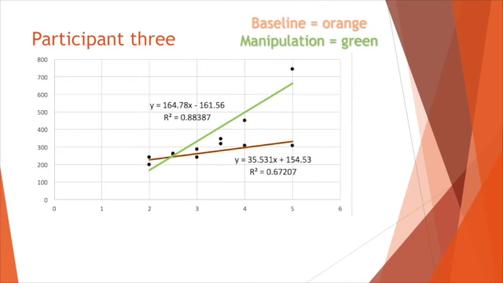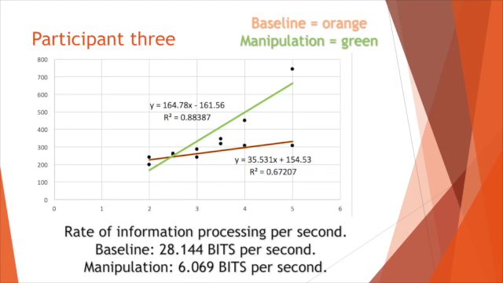For the baseline, the slope is 35.531 and the intercept is 154.53. When considering the regression equation for the baseline, y equals 35.531x plus 154.53.